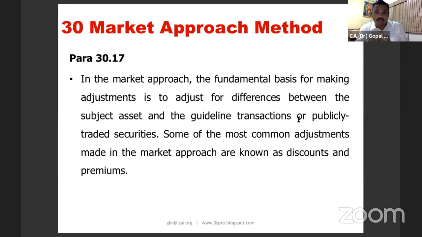Look at this. In the market approach, the fundamental basis for making adjustment is to adjust the difference between subject asset, that is a valuation company, and the guideline transaction or publicly traded. Guideline transaction and publicly traded are two methods. What is guideline transaction? Exactly similar asset. Transaction asset.